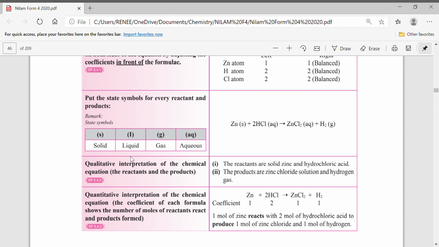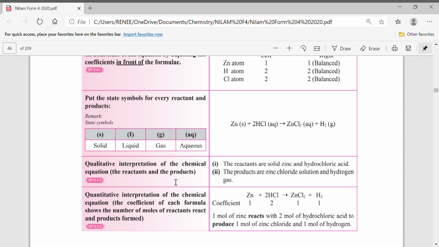The difference between liquid and aqueous are: liquid is the molten state of any substance, and aqueous state means the substance dissolved in water. From the equation, we can see that zinc is solid state. Hydrochloric acid is in aqueous state. Zinc chloride is in aqueous state, and hydrogen is in gaseous state.